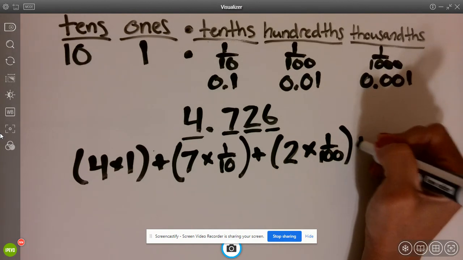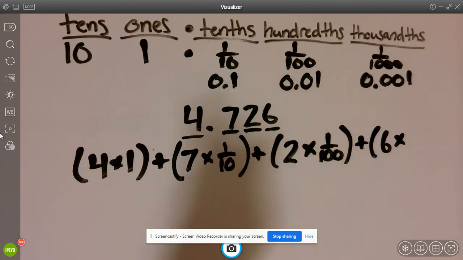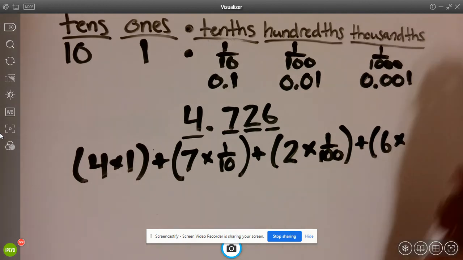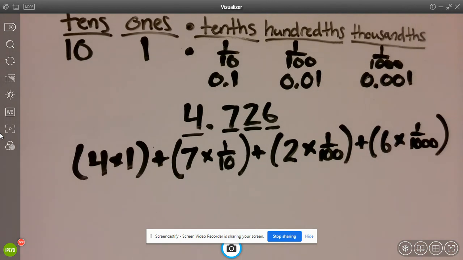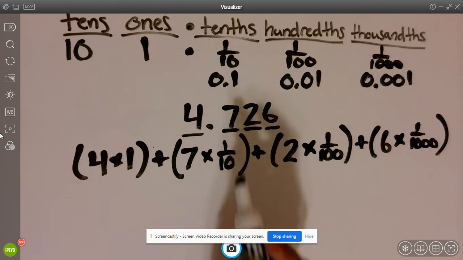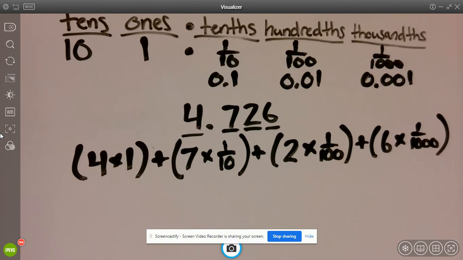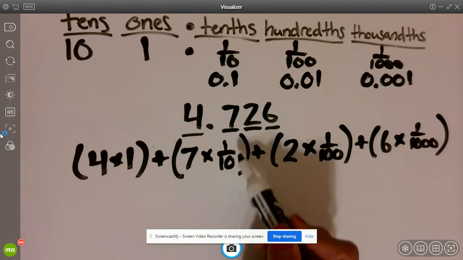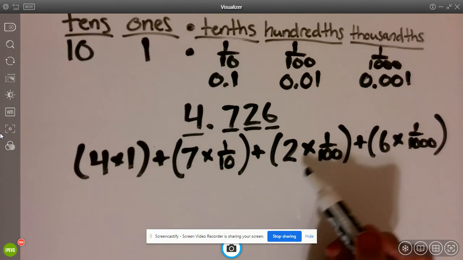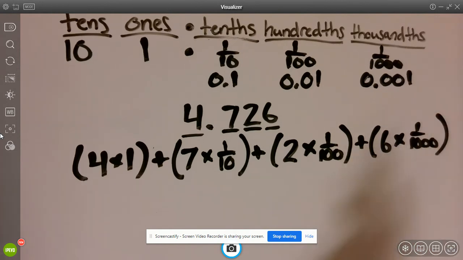And my last digit is a 6. So I'm going to add in parentheses 6 times what place value is my 6 in? The thousandths place value. So I'm going to write it as a fraction, 1/1000. And this is how we write the number 4 and 726 thousandths in expanded notation: 4 times 1 plus 7 times 1/10 plus 2 times 1/100 plus 6 times 1/1000.